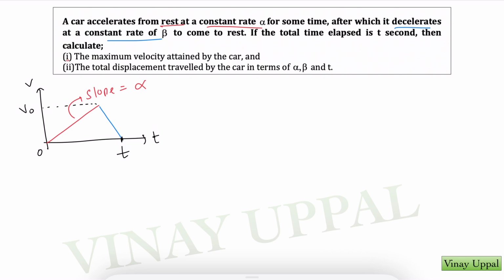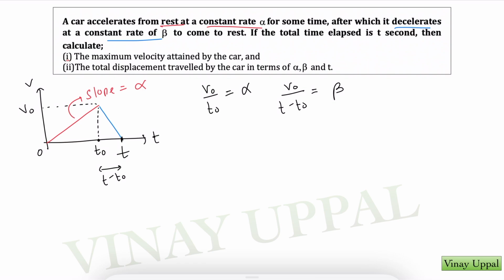and therefore, let's say this time is t naught. Can I say v naught by t naught is alpha? And similarly, this time interval would be t minus t naught. So I can also write v naught divided by t minus t naught would be beta, because the deceleration, which is the magnitude of the slope of the blue line, is beta.